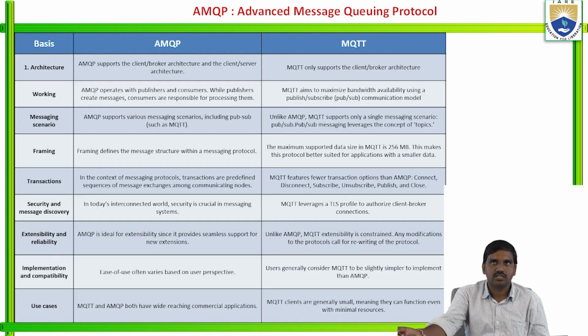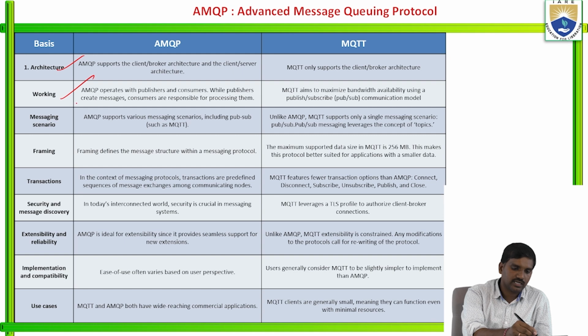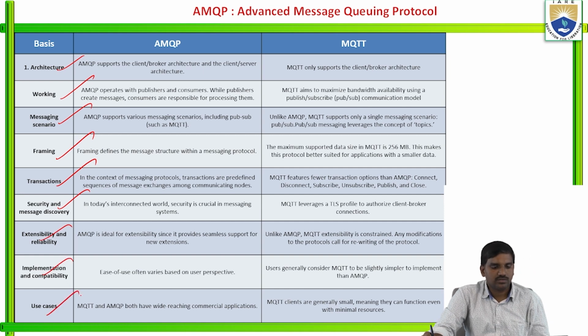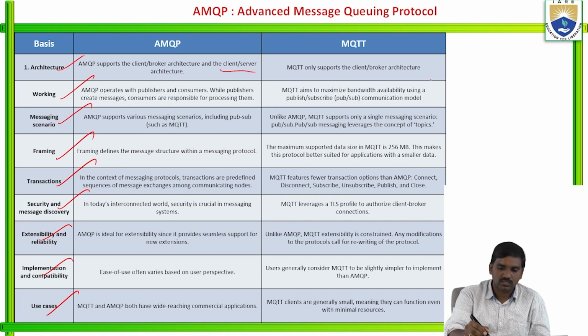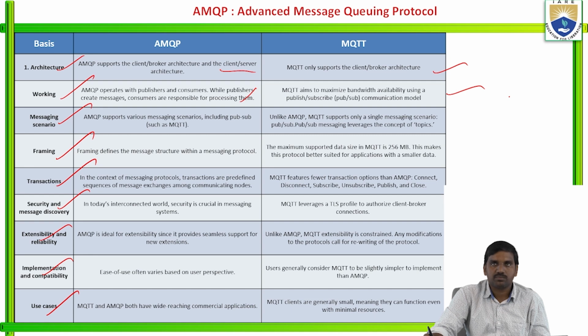So these are the differences between AMQP and MQTT. Here in terms of architecture, working, message scenarios, framing, transactions, security and message discovery, extensibility and reliability, implementation compatibility, and use cases. In terms of different features, we may differentiate between AMQP and MQTT. So AMQP supports a client-server architecture, a client-broker architecture, and working with a broker responsible for processing them. Here MQTT uses the publish subscribe communication model.